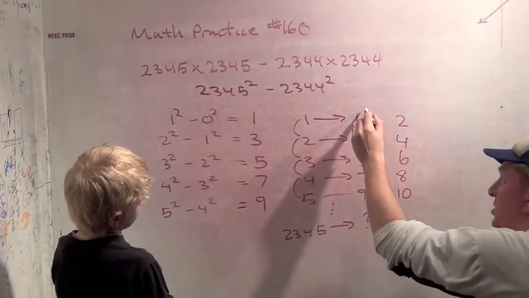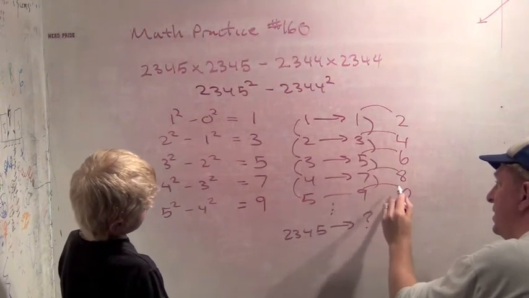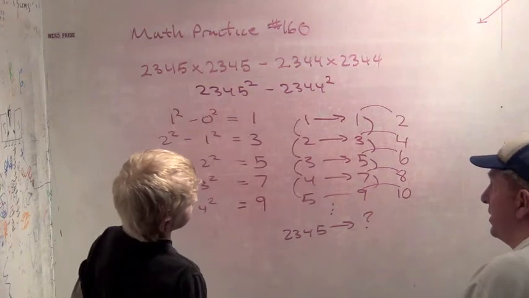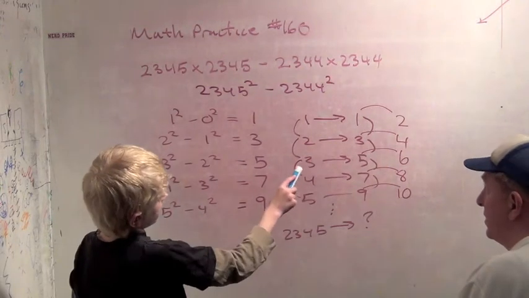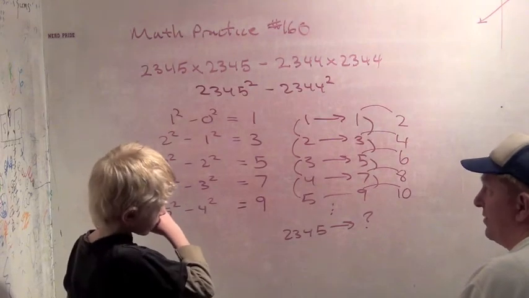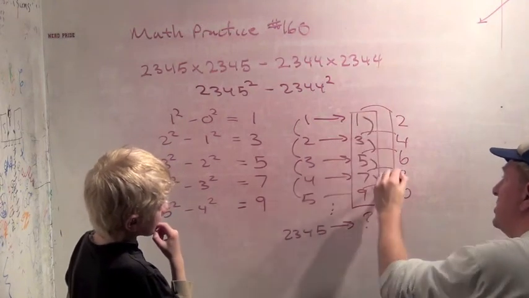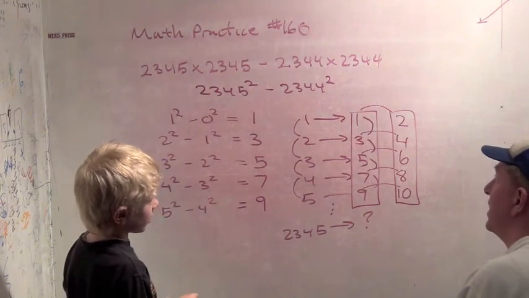So do you see any relationship from 1 to 2, 3 to 4, 5 to 6, 7 to 8, 9 to 10? They are integers. Do you see any relationship between these two columns of integers? Well, there's odd, even, odd, even, odd, even, odd, even, odd, even. That's true. Any other relationships between this column and this column?